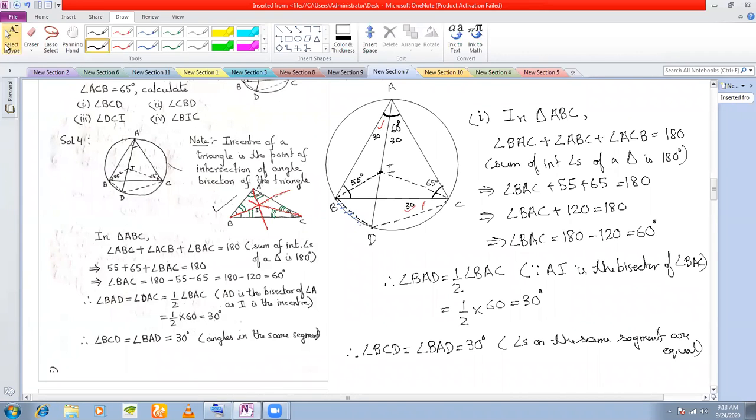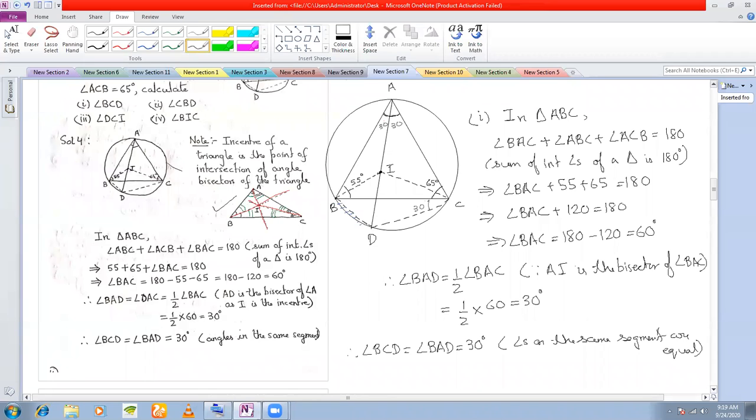Okay, so this is the solution of your first question. Now I am writing all these angles here in pencil because these are the angles that I have already found. So this is my 30. This is my 30. This I have found out to be 30. These angles I have already found out.